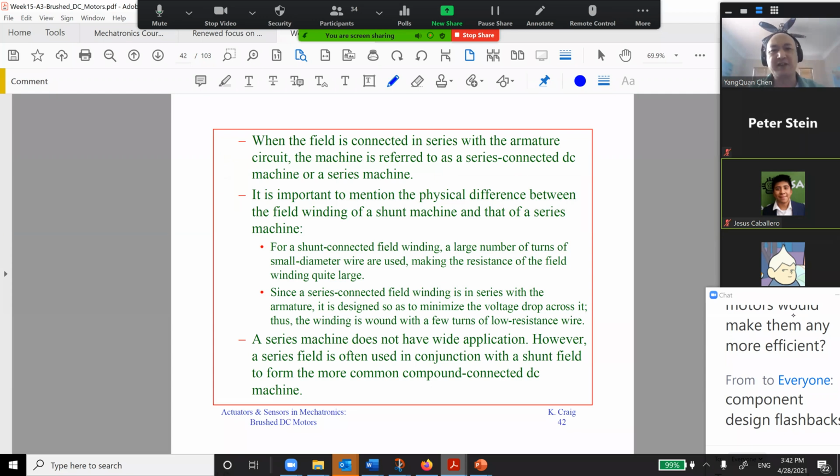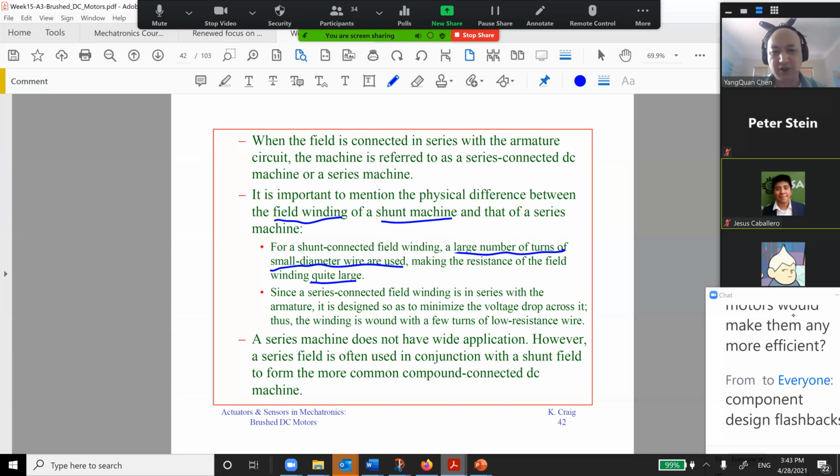The physical difference in the field winding of a shunt machine versus a series machine, let's go through that. In a shunt-connected field winding, a large number of turns of small diameter wire are used, making the resistance of the field windings large. The reason is that when it is large, the startup current is small.